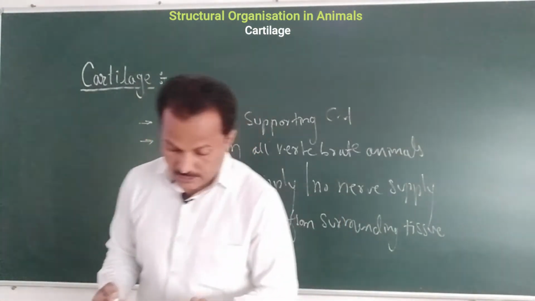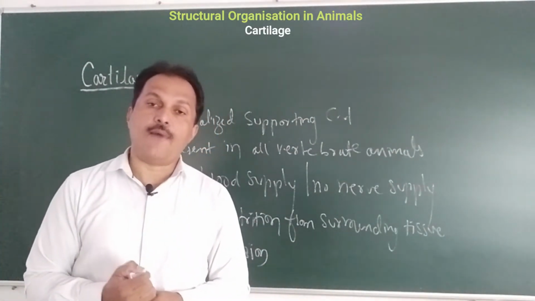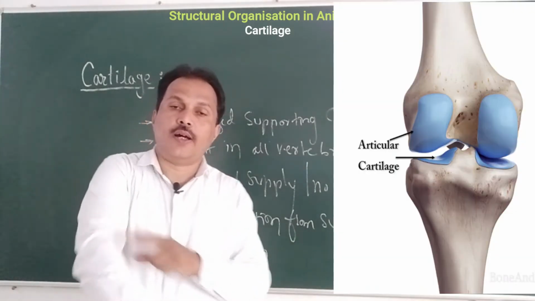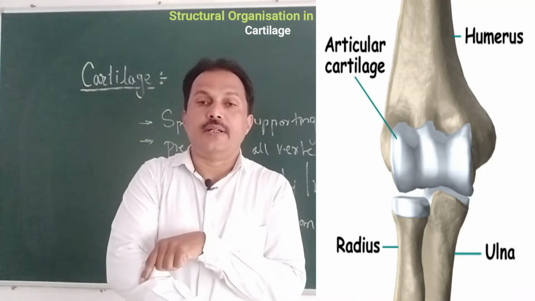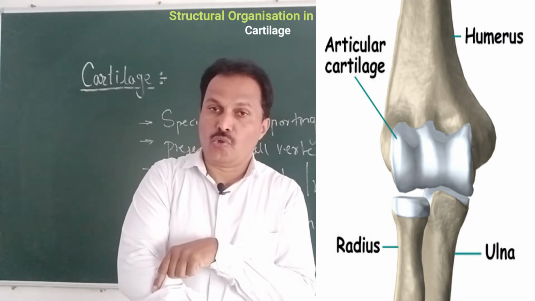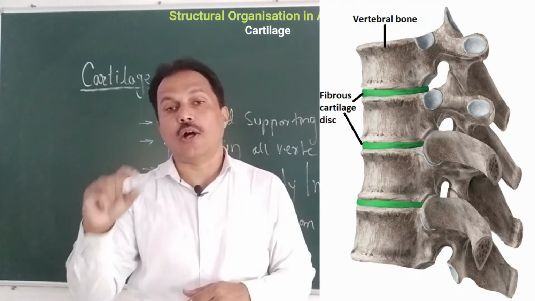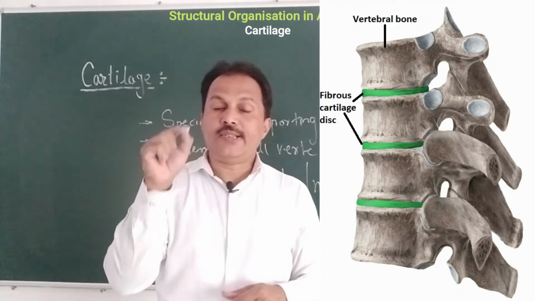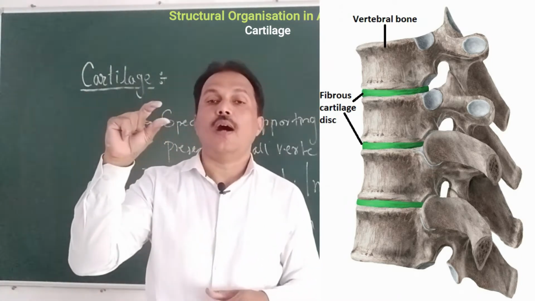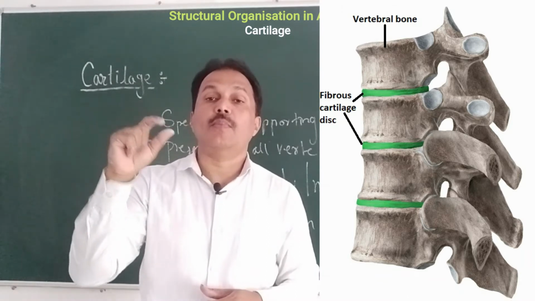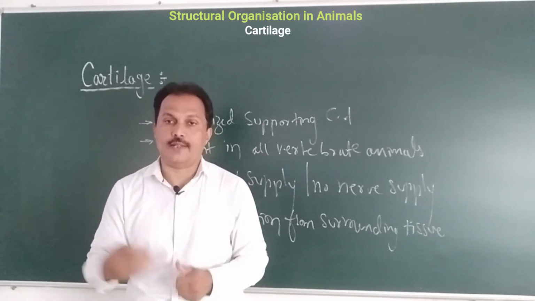When we talk about the function, I just told you, in order to avoid the friction between two bones or any joints, it may be the knee joint, it may be the elbow joint, this cartilage plays a very important role. Even between the adjacent bones of the vertebral column, you will find discs of cartilage, present in order to avoid the friction between the two adjacent vertebral column bones. That we are going to discuss when we discuss the different types of cartilage.